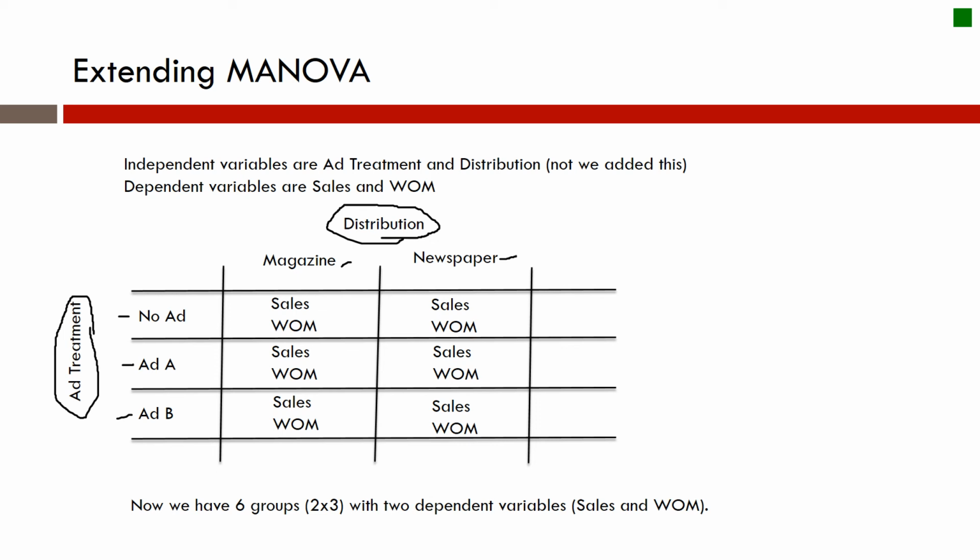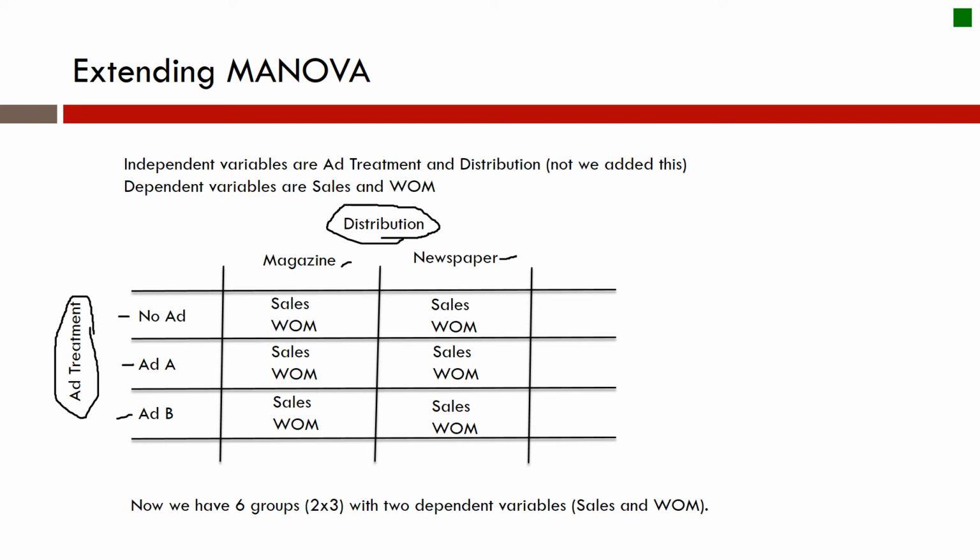This might be a little bit of a challenge, I don't know how we would do this, to have no ad in one or the other. I suppose what we could do is just let people look at a magazine or look at the newspaper with no ad in it, so that they would look, but they wouldn't see the ad at all. And so now we can see the distinction between levels in ad treatment, but then we can also look at differences in sales and word of mouth across magazine and newspaper, and then the interaction between them as well.